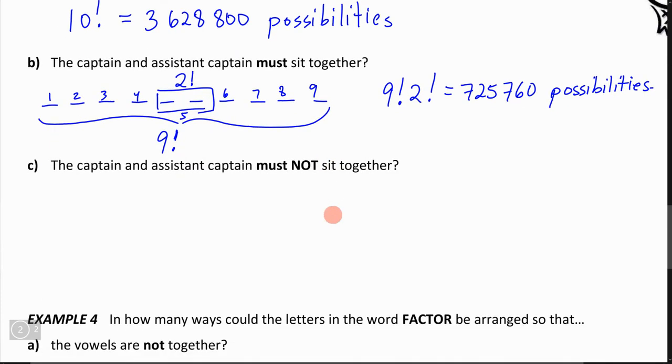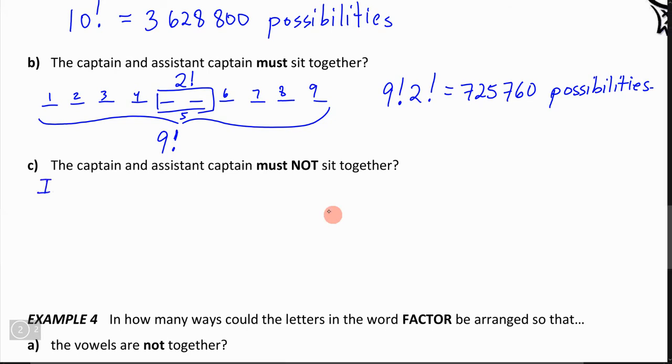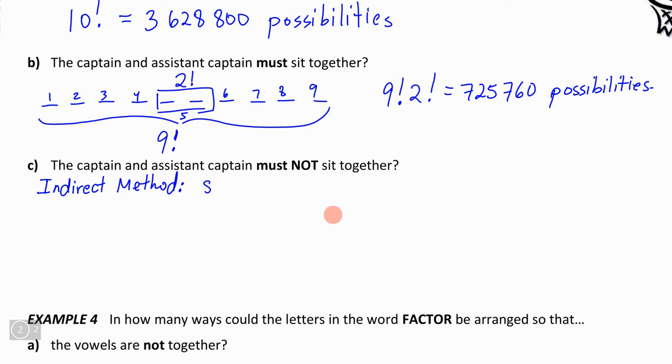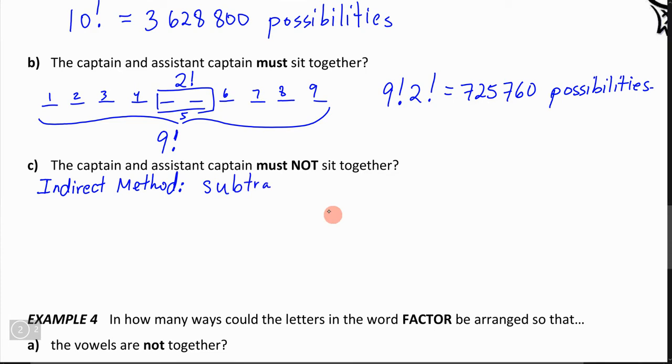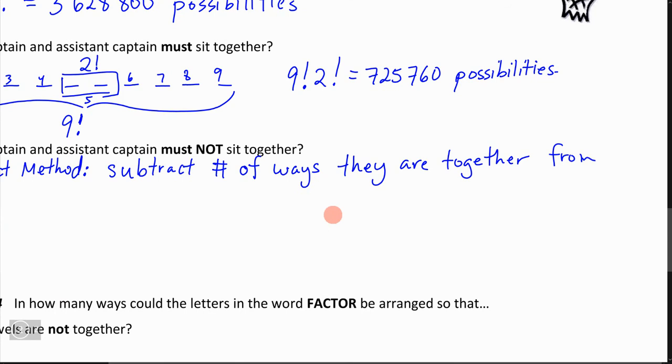So now part C, the captain and the assistant captain must not sit together. To solve this one, I'm going to use an indirect method. So let's write this down, indirect method. When you do the indirect method, it often involves subtracting something from the total number of possibilities. What we're going to subtract is the number of ways that the captain and the assistant captain are together from the total without restrictions.